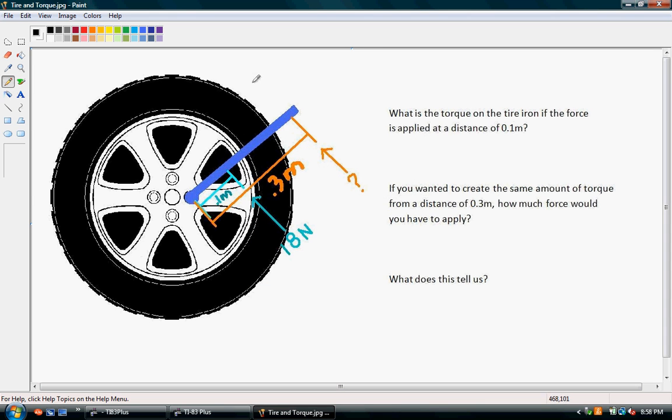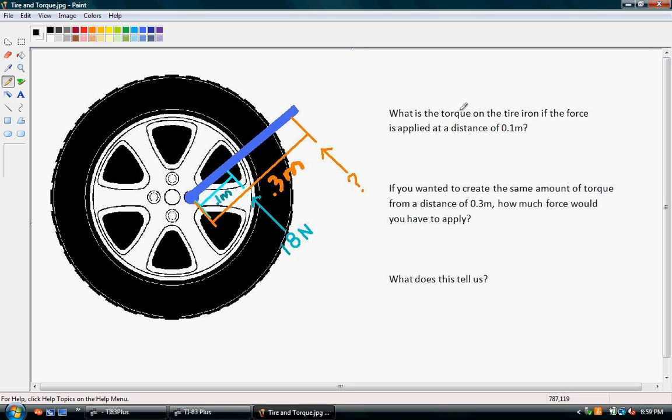So here we're trying to change our tire. Say we have a flat tire and we need to get these bolts off. So we have our tire iron and we're trying to twist this tire iron around the bolt to get the bolt to come off. A torque is a twist around a fixed point. So what we're trying to do is torque this bolt so that we can take it off.